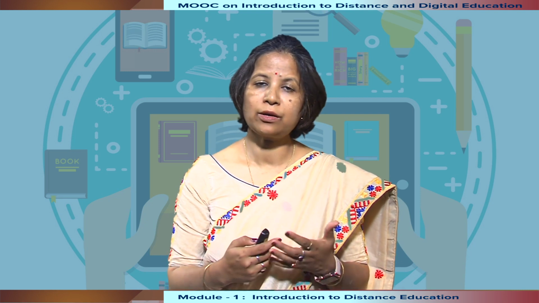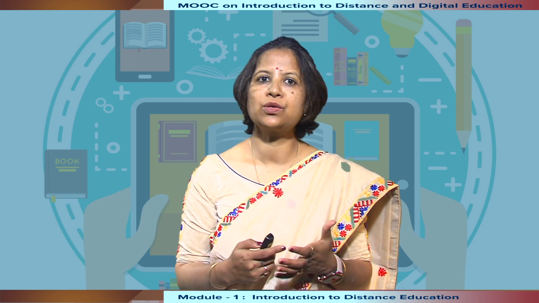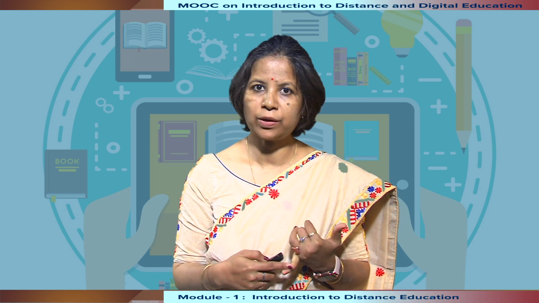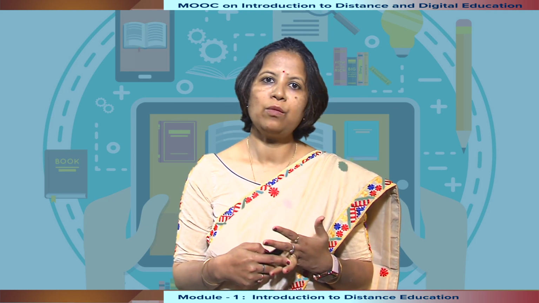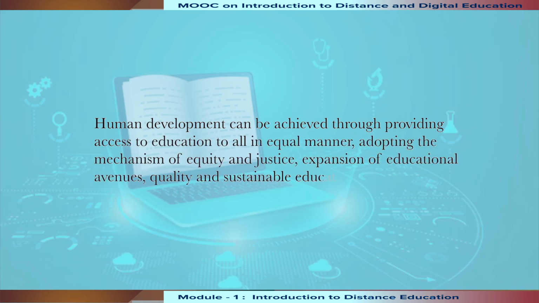Human development in the true sense can be ascertained, which would also lead to an equitable living in a developmental perspective. However, human development can be achieved through providing access to education to all in an equal manner, adopting the mechanism of equity and justice, expansion of educational avenues, and quality and sustainable education, and so on.